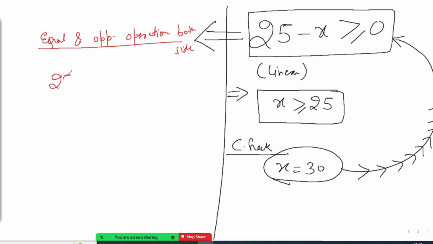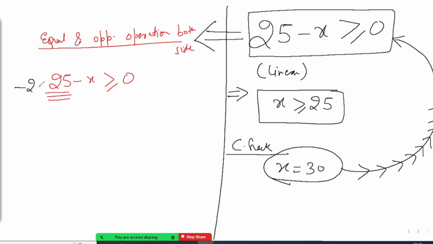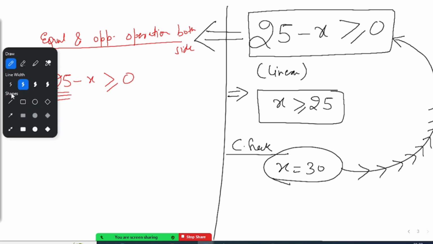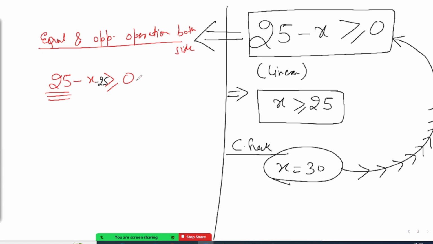For example, here 25 minus x should be greater than or equal to 0. You want to cancel this 25. So what you will do? Minus 25 this side, minus 25 this side. Equal operation of subtraction on both sides, there will be no change in the inequality. The 25s cancel out. So minus x should be greater than or equal to minus 25.